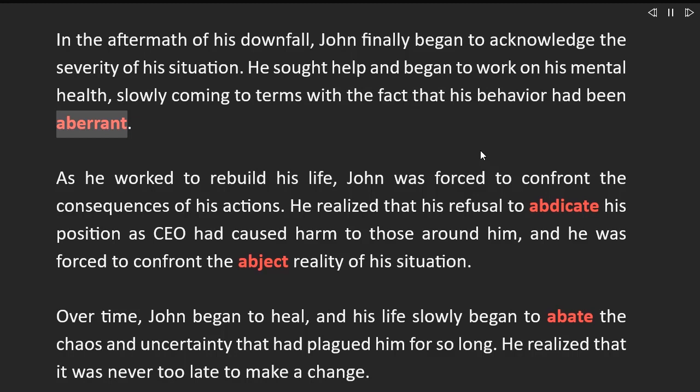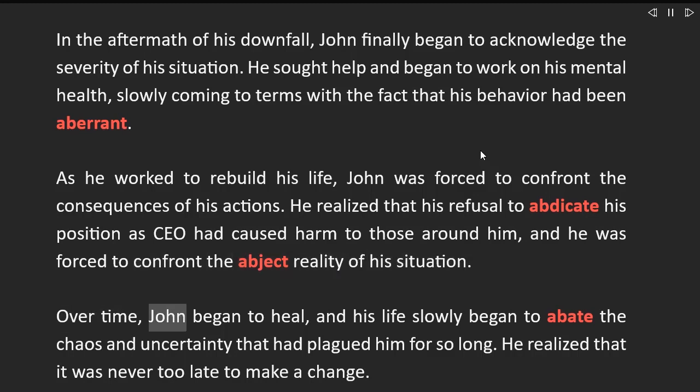behavior had been aberrant. As he worked to rebuild his life, John was forced to confront the consequences of his actions. He realized that his refusal to abdicate his position as CEO had caused harm to those around him, and he was forced to confront the abject reality of his situation.